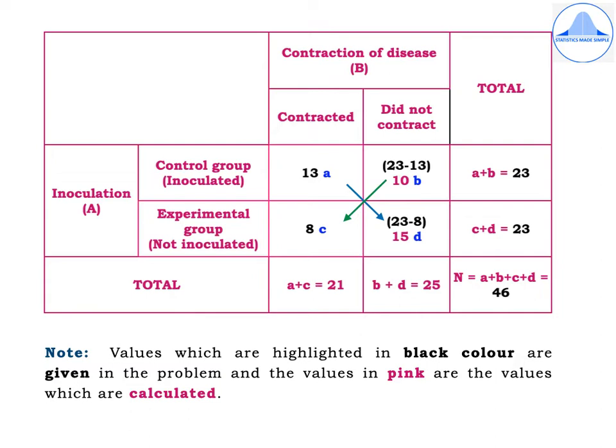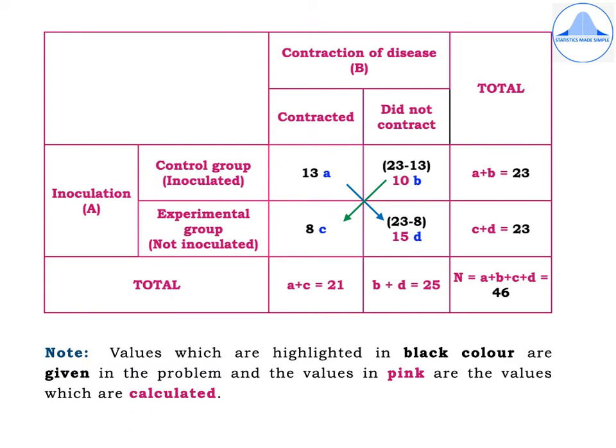Now in the problem they have mentioned that in the control group 13 contract the disease. So corresponding to the control group, that is those who are inoculated and those who have contracted, you have to write the value as 13. Then we also know that the total number of rabbits in the control group is 23. So form the column total and write 23.